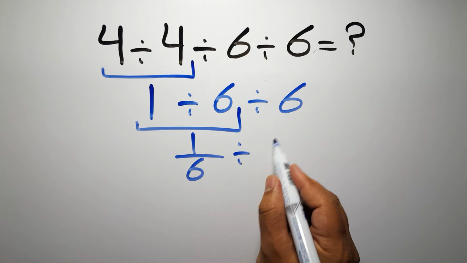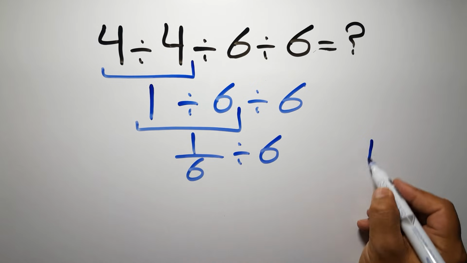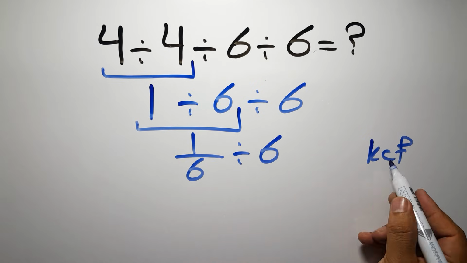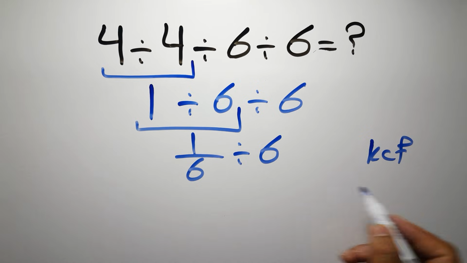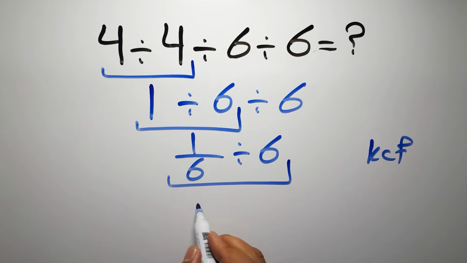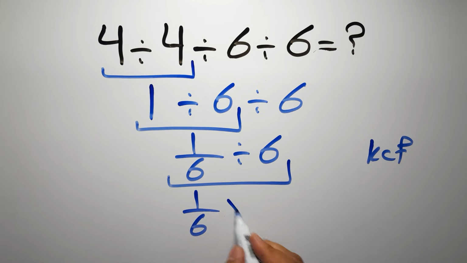Then divided by 6. Now, according to the KCF rule, K stands for keep, C stands for change, and F stands for flip. We can write: keep the first fraction, change division to multiplication, and flip the second fraction.